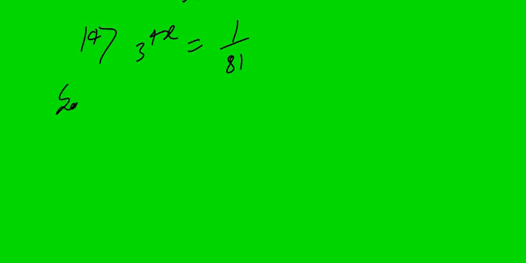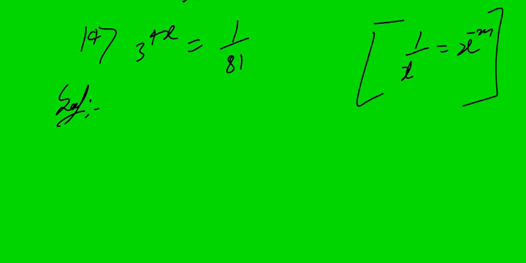In solution, first of all we will take 81 in the numerator. I think you all know 1 upon x to the power m is also written as x to the power minus m. This is our exponential identity, so we can use it here. So what can we write? 3 to the power 4x is equal to 81 to the power minus 1.